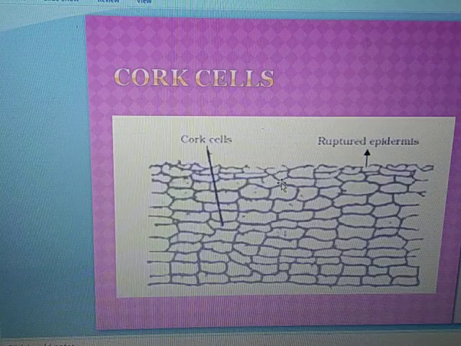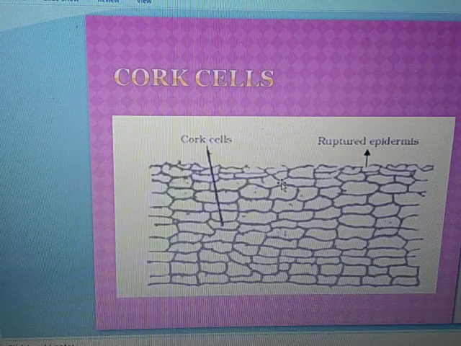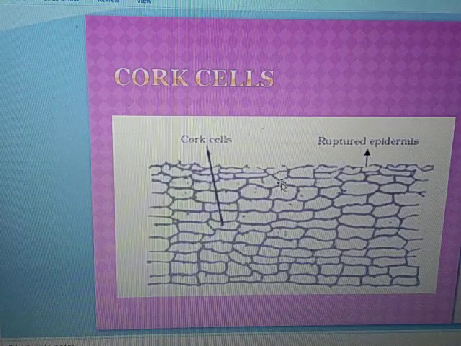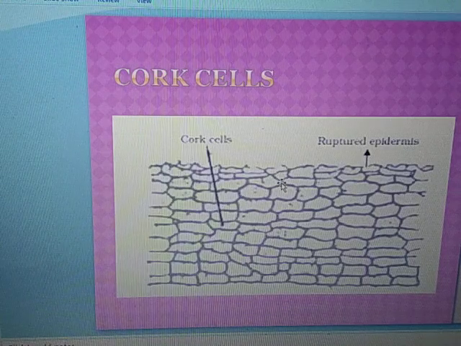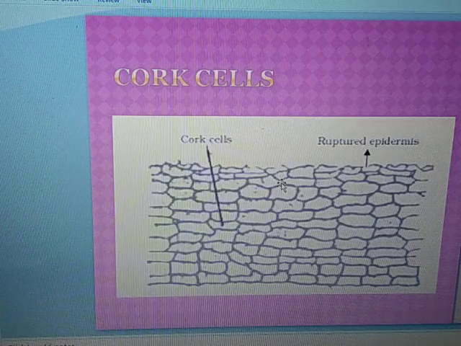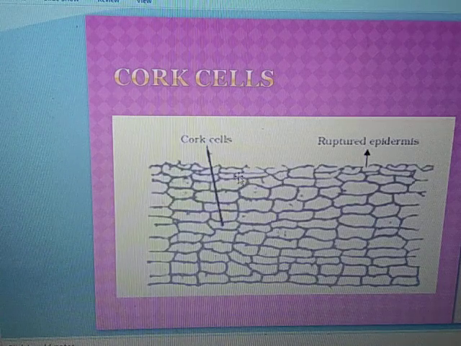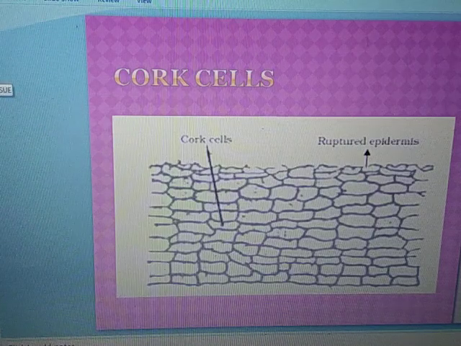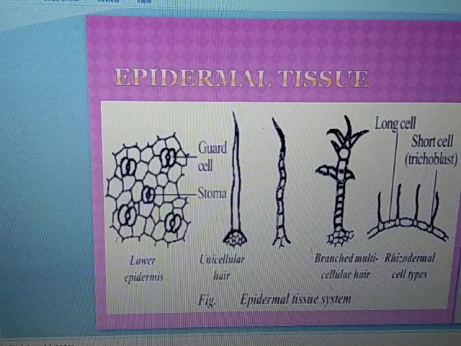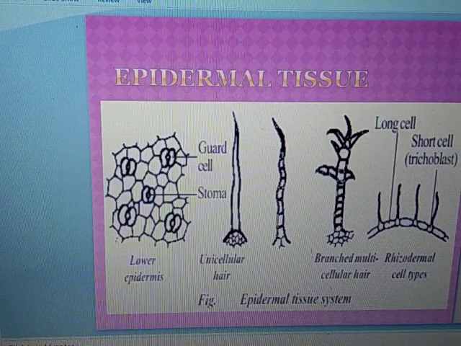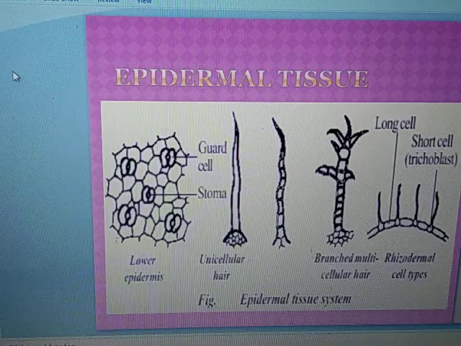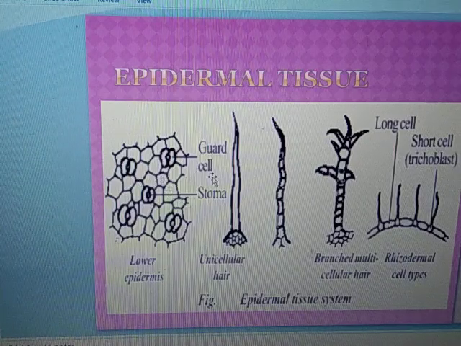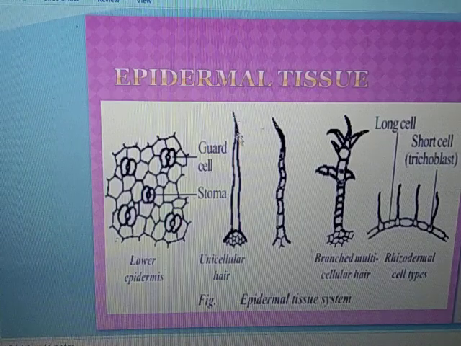Now we can discuss the functions. It protects the plant from external injuries, temperature, microorganisms, or parasitic fungi. The function of the epidermis in a plant is to protect the plant from any type of infection, loss of water, or injury, and to protect it from temperature. So this epidermal layer is very important.